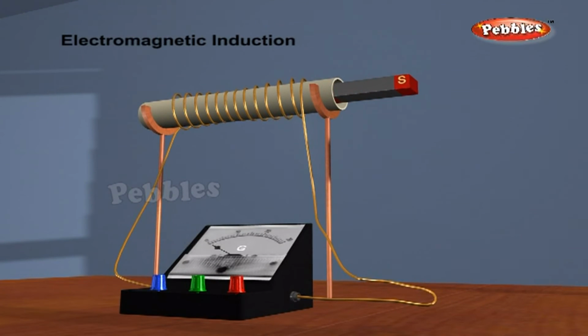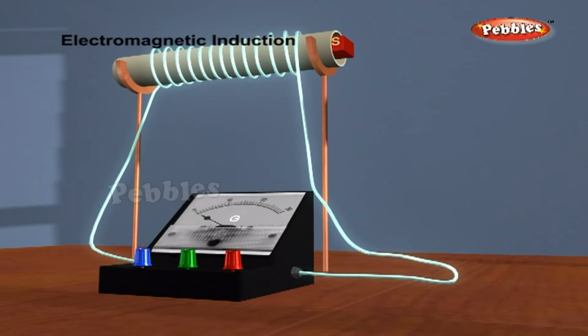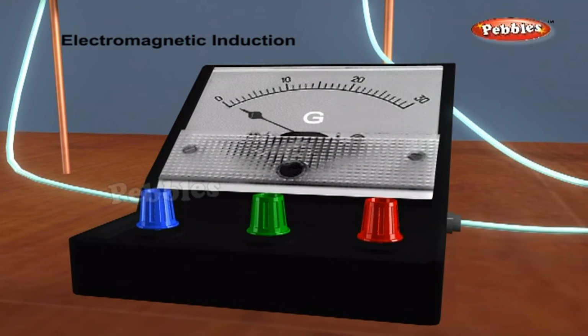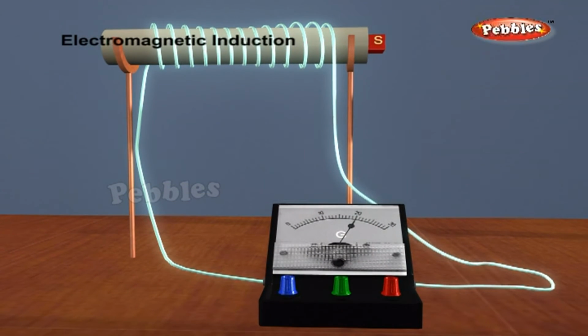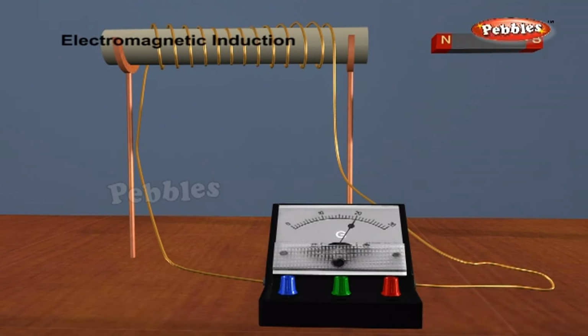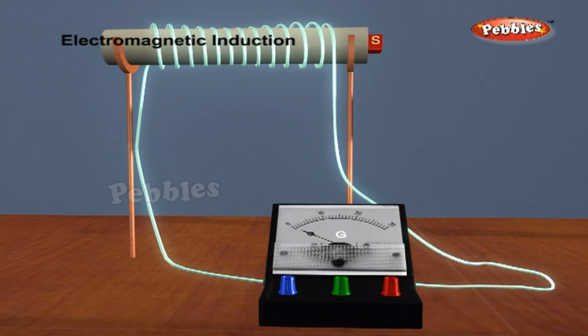Take a strong bar magnet and move its north pole towards the end B of the coil. Do you find any change in the needle of the galvanometer, say to the right? This indicates the presence of a current in the coil AB. The deflection becomes zero the moment the motion of the magnet stops. Now withdraw the north pole of the magnet away from the coil. Now the galvanometer is deflected towards the left, showing that the current is now set up in the direction opposite to the first.